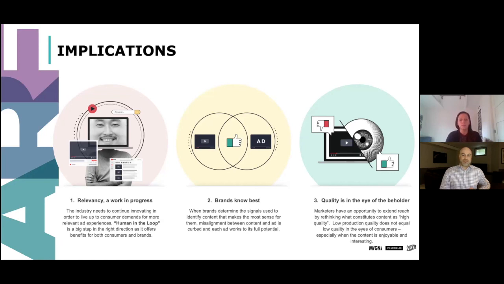And if we can do this, we actually might have some new opportunities, particularly higher reach campaigns.